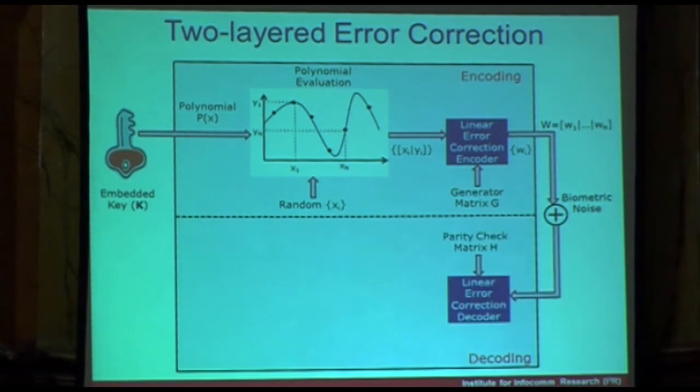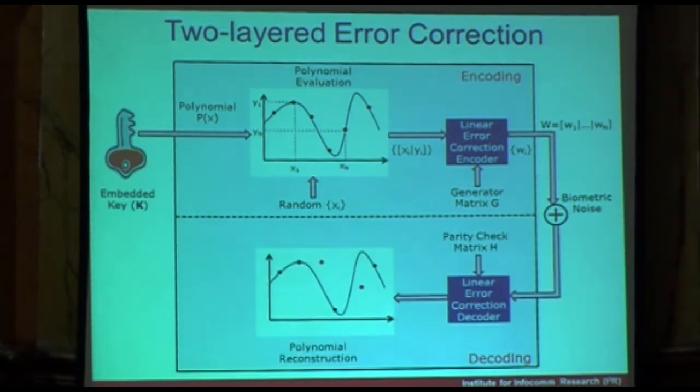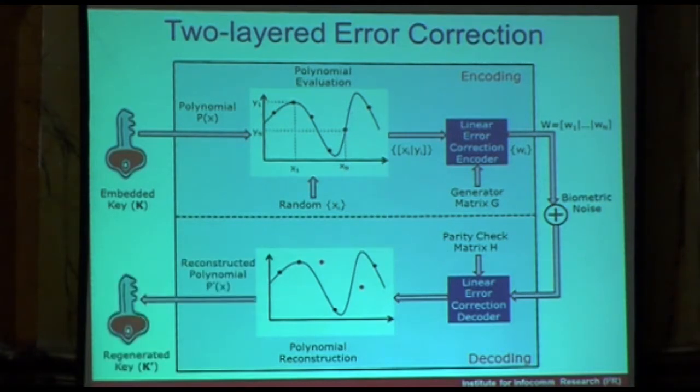During decoding, there is some biometric noise added to this data. The first step is this linear error correction decoder, which handles all the random errors within each component, and then the polynomial reconstruction is used to handle the burst errors. And then this results in the regenerated key.